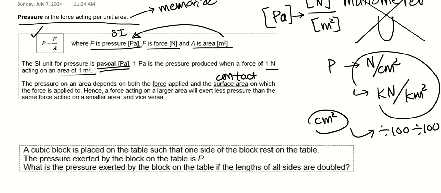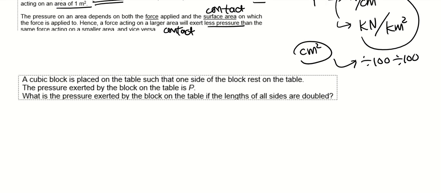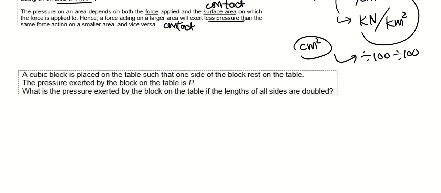Hence, a force acting on a larger contact area will exert less pressure, as you can see from this relationship. So you need to memorize this. So we can try this question. This is in your notes as well. Now we have a cubic block. If I were to draw it out, it looks like this. It is placed on a table such that one side of the block rests on the table. Now the pressure exerted by this block is P. What is the pressure exerted by the block on the table if the length of all sides are doubled?